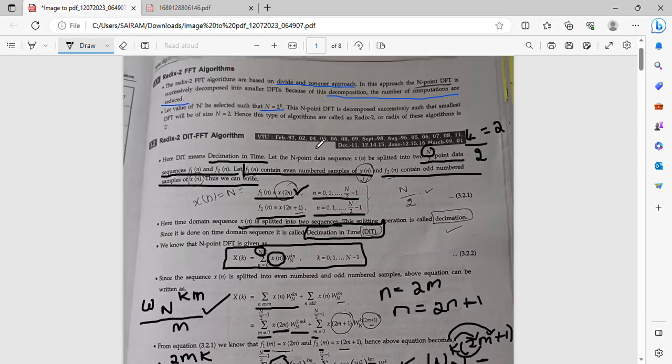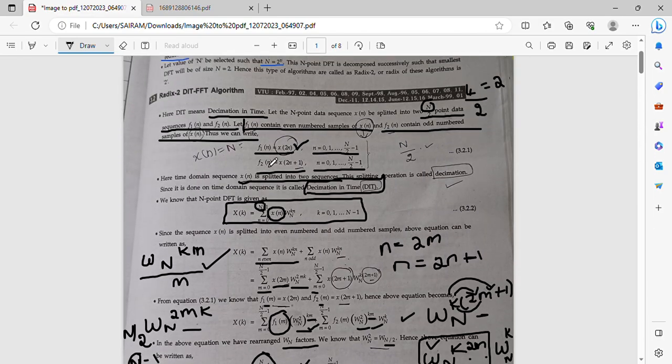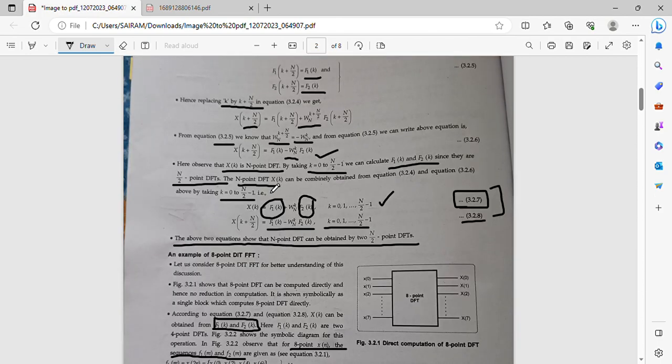We have already told you this. F1 of m consists of the even-numbered sequence, that is x of 2n, and F2 of m consists of x of 2n plus 1. We have changed to the m terminology for some reason, and you can see that F2 of m is equal to x of 2n plus 1.